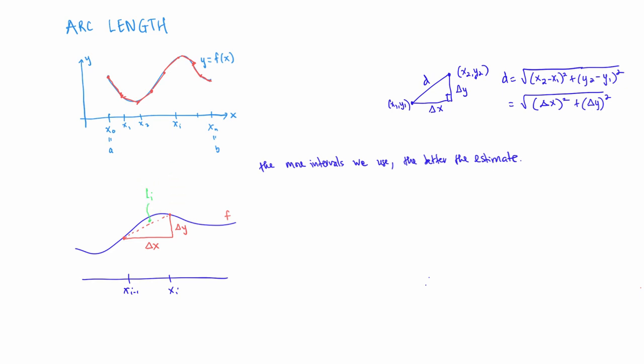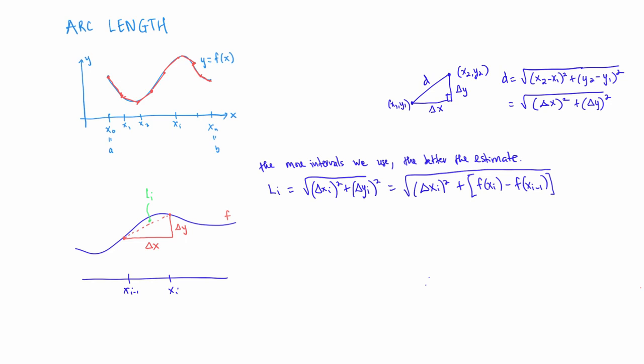For example, to find the length connecting x_i minus 1 to x_i on the curve f, we find the line segment connecting x_i minus 1 to x_i, whose distance is l_i, the square root of the change in x, delta x squared, plus the change in y, delta y squared. But the change in y is f of x_i minus f of x_i minus 1. And so l_i is the square root of delta x squared plus f of x_i minus f of x_i minus 1, the quantity squared.